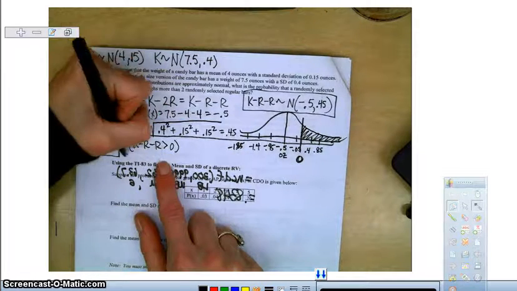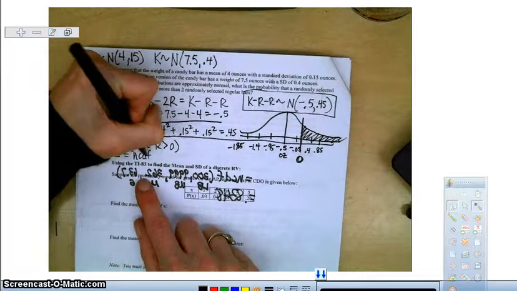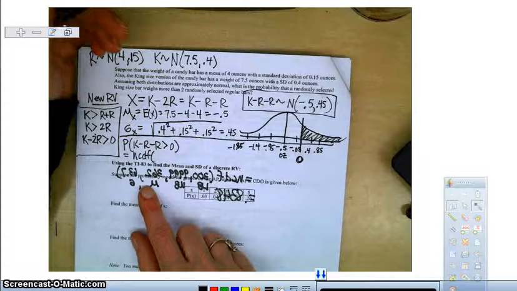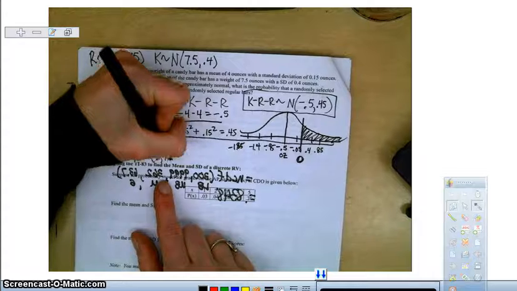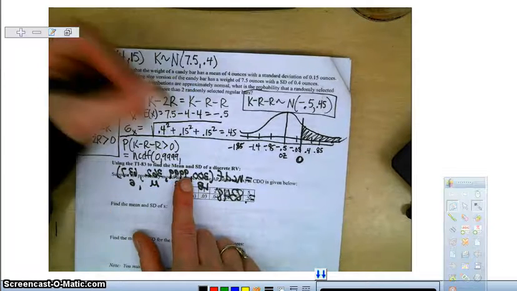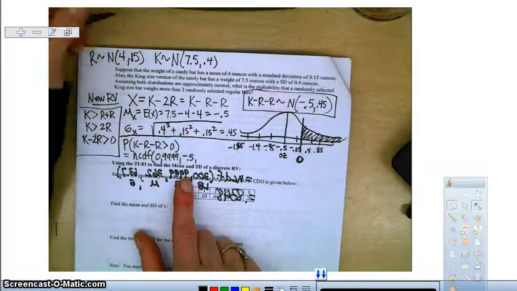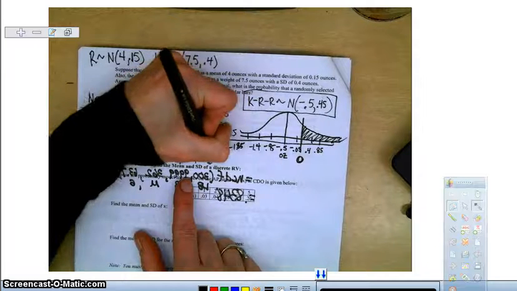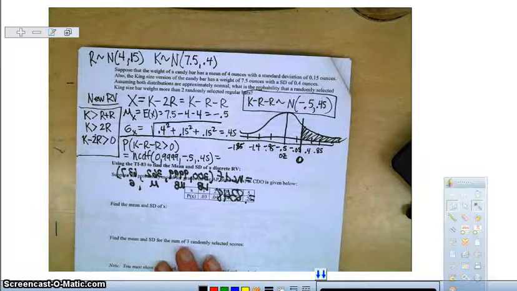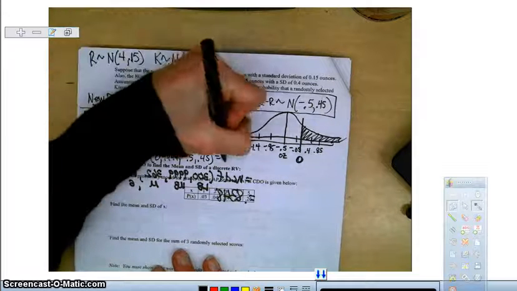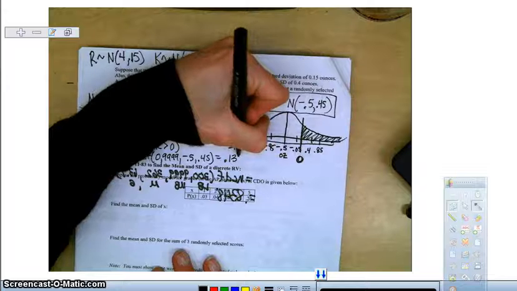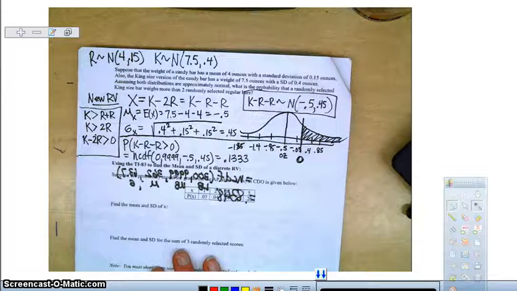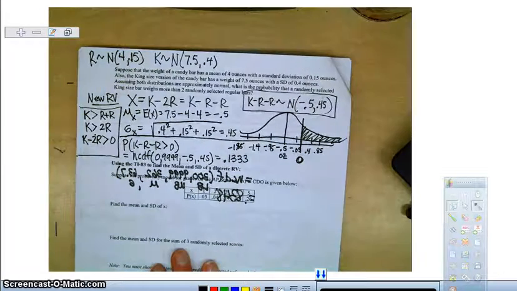Now in our calculator, I'm going to do normalcdf. What's my lower bound? 0. What's my upper bound? 99999. What's my mean? Negative 0.5. And my standard deviation? 0.45. Hit enter. It should be something less than 0.15. 0.1333. Yep, 0.13326036064.